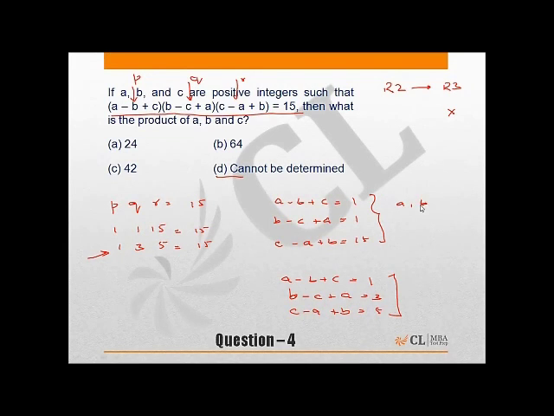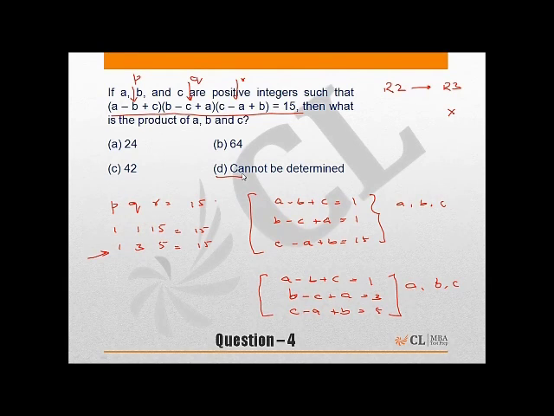You find the value of A, B and C from here. You find the value of A, B and C from here. And then you find the product. If both of them give you the same product, that will be the answer. If they give you different products, then the answer has to be cannot be determined. I am sure for most of us, solving these equations itself is going to be time consuming, and that we have to do twice, obviously will take us double the time.